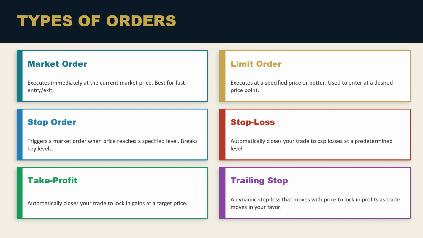That's where order types come in. A market order is the simplest. It's an order to buy or sell immediately at the current market price. You want to get in or out right now.